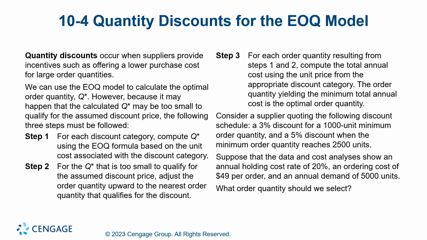First, we compute the basic EOQ model and look at the price. If the price falls into the quantity range which doesn't enjoy any discount, then we try to increase the quantity. Let's say using the basic EOQ model you compute that the amount is 700, but you can only get the discount if you buy 1,000. Say if you buy 1,000, the discount is 20%. But if you buy 700, there's no discount.